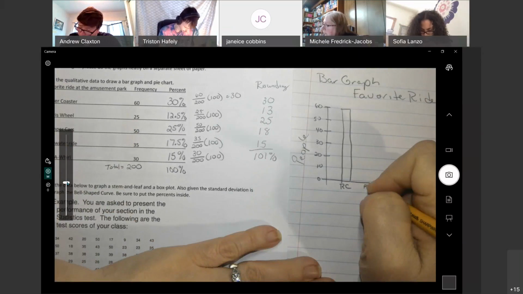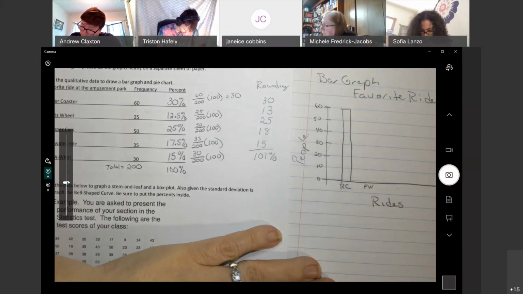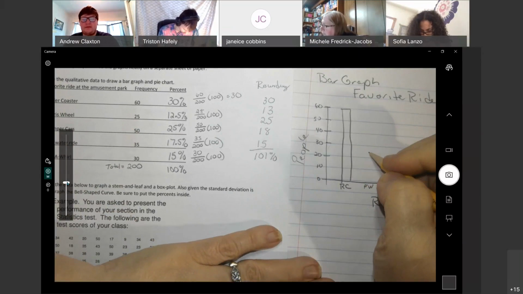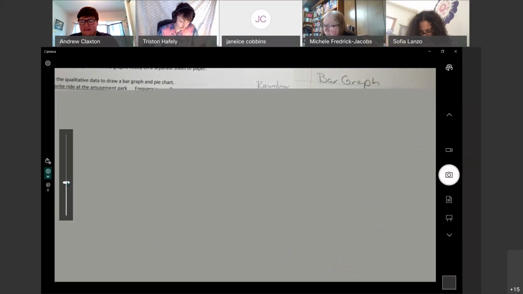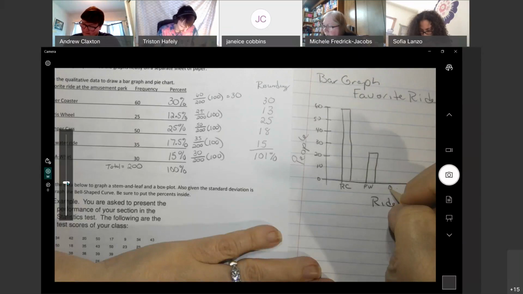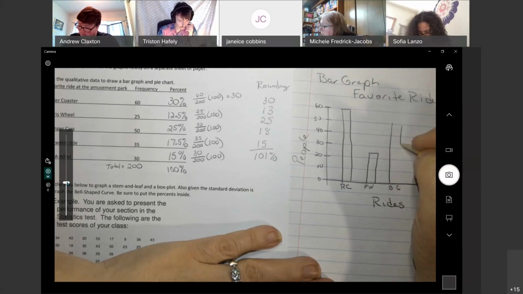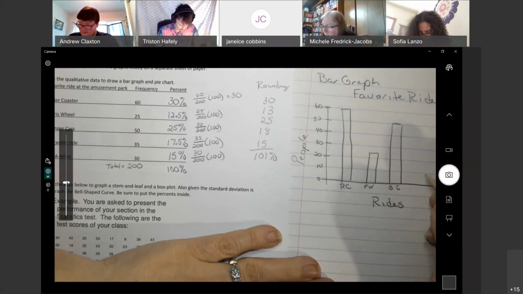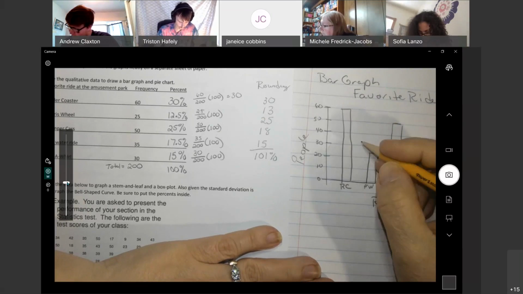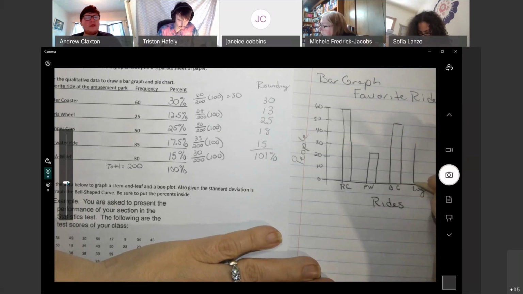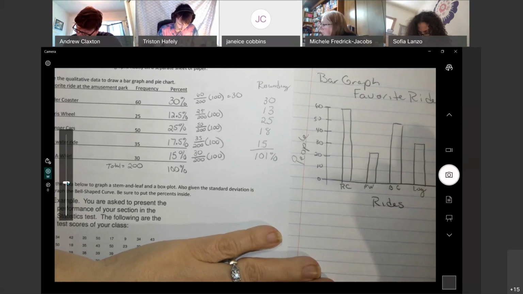Ferris wheel was 25. Remember, our bar graph does not touch. Bumper cars were 50. Log ride was 35. And tilt-a-whirl.